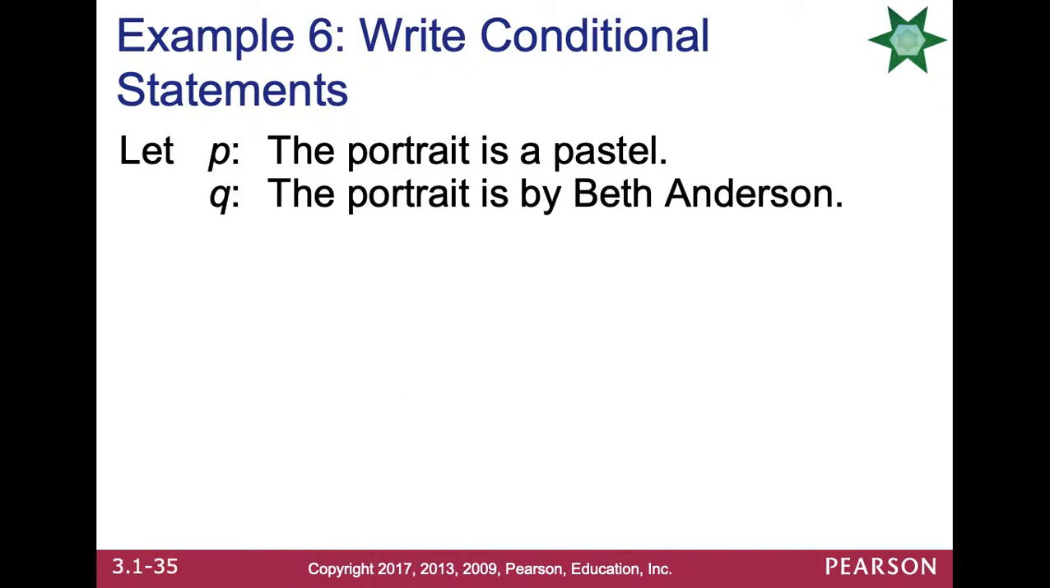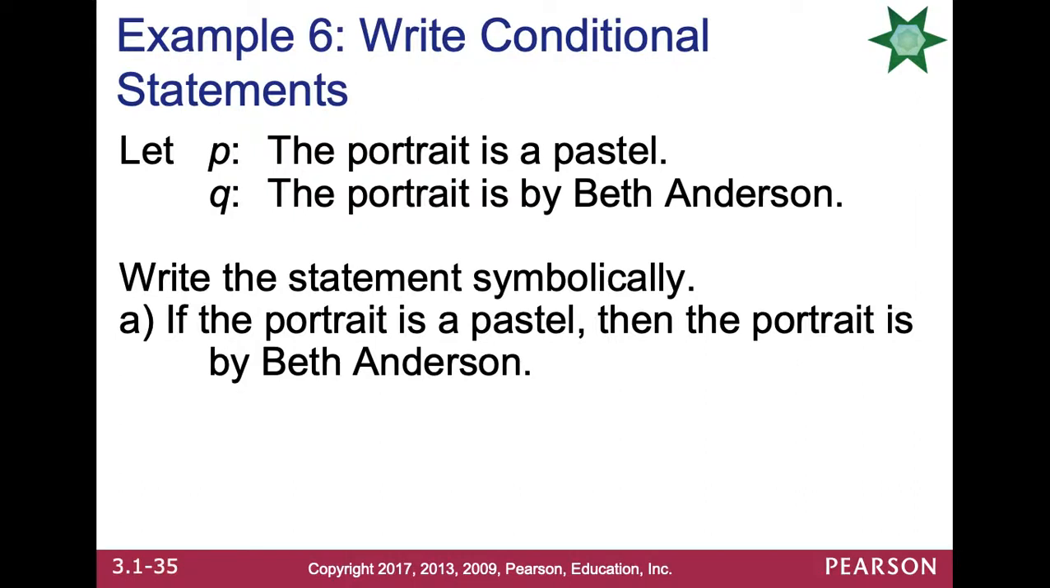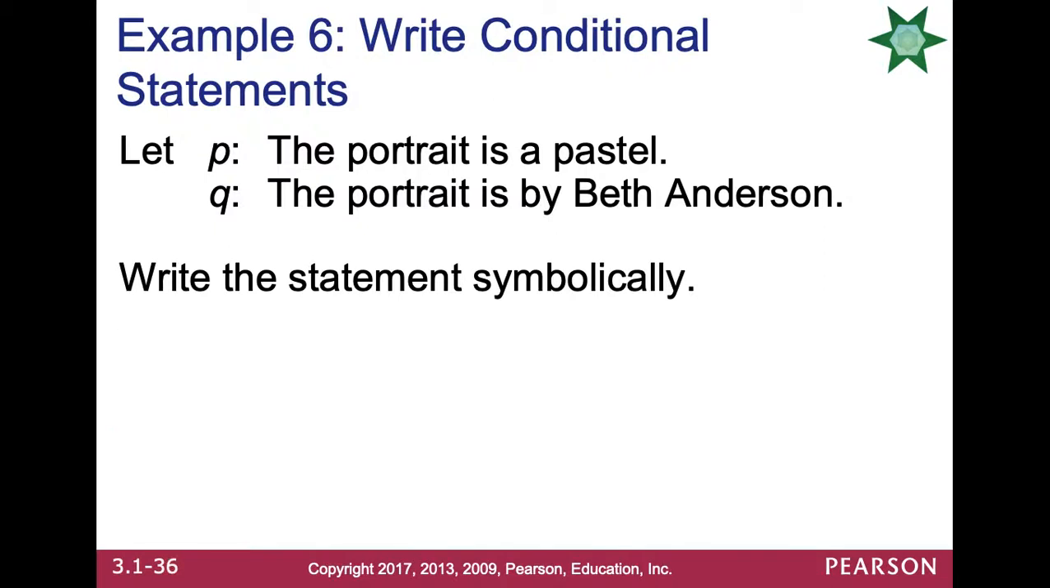So here's an example. P is the portrait is a pastel. Q is the portrait is by Beth Anderson. Write the statement symbolically. It would be if the portrait is pastel, then the portrait is by Beth Anderson. If P, then Q. So here we are. The solution would be P arrow Q.